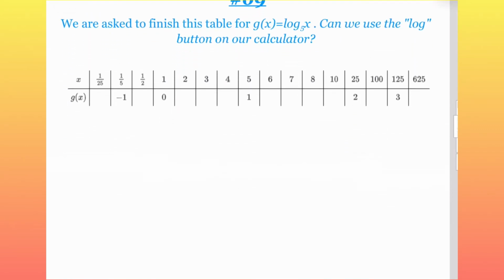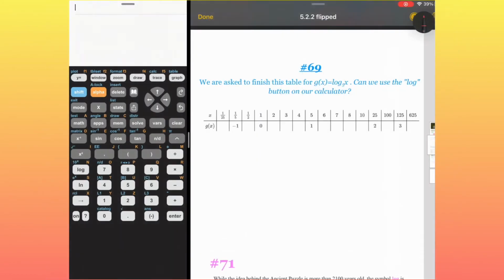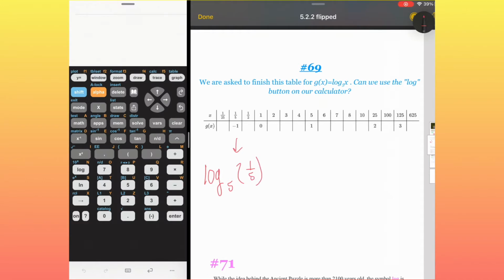Alright, our next problem, we are asked to finish this table, which represents g of x equals log base 5 of x. And we're going to see if we can use our graphing calculator with that log button, which is over on the left side. So if I take that very first point, log base 5 of 1/5 equals -1. I've just plugged in that input, wrote that -1 as my output, and I'm going to try and plug it in my calculator. It automatically put those parentheses there for me. So I'm going to see if maybe the first parenthesis is going to be that base, the second parenthesis is that value, but I did not end up getting -1.